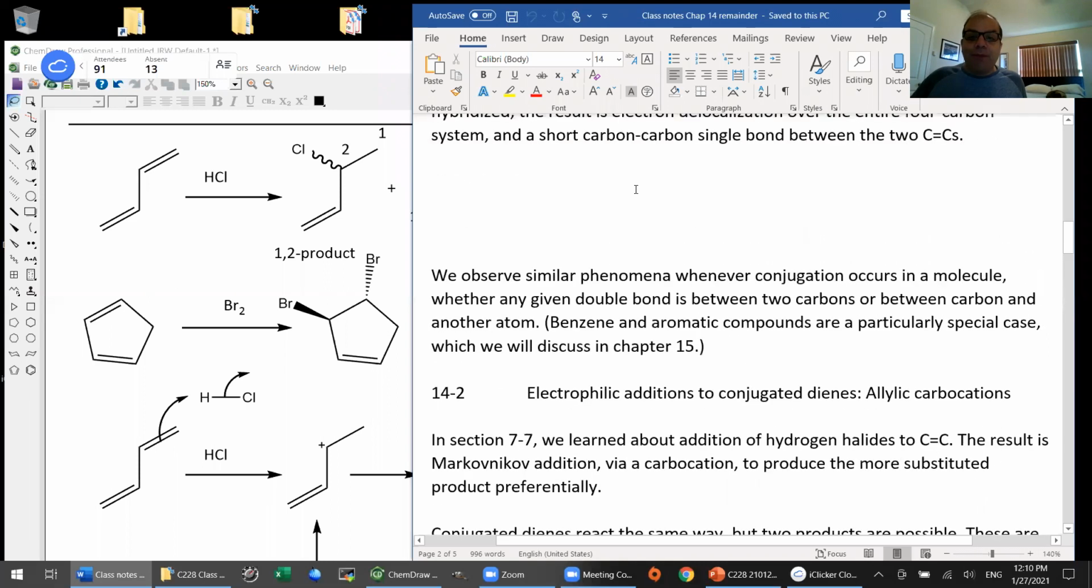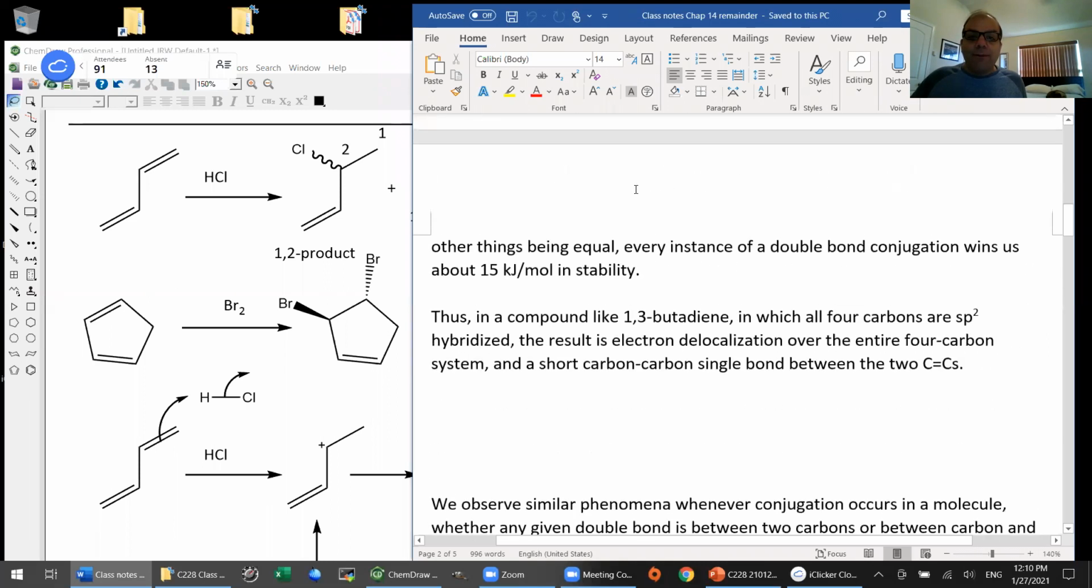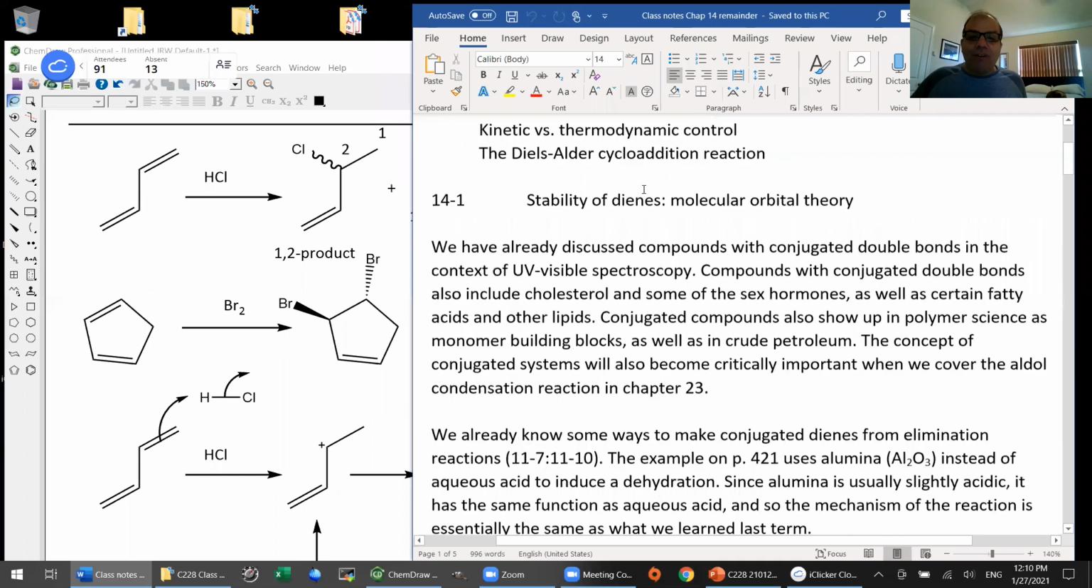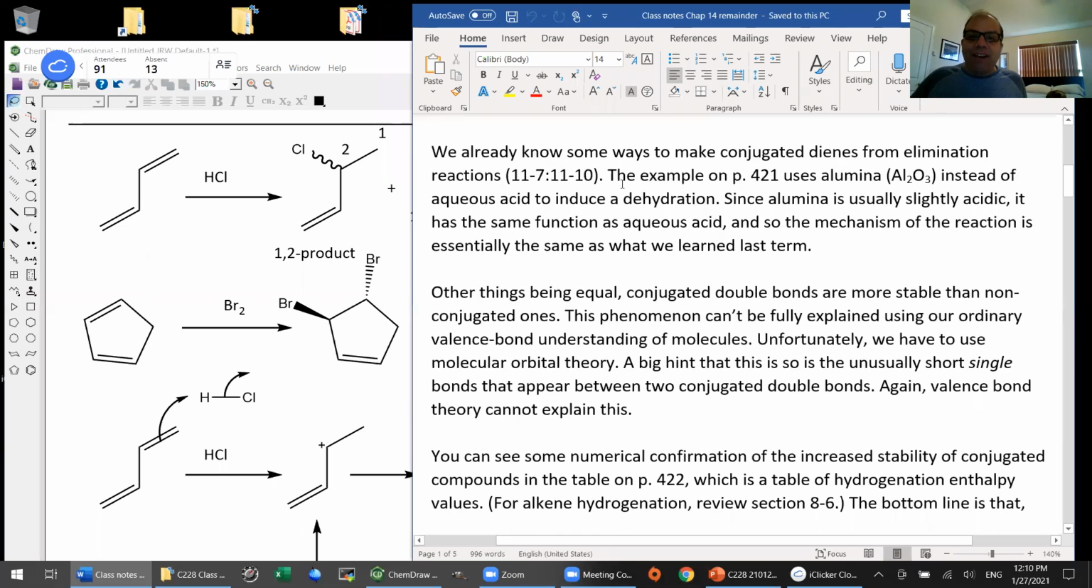I should mention, by the way, that this chapter reviews some ways of making conjugated dienes, which is perfectly appropriate since that's what this chapter is about. Certainly fair to consider how we make these things. And we already know how to do that largely. We learned how to do that by elimination reactions, such as we covered in chapter 11.